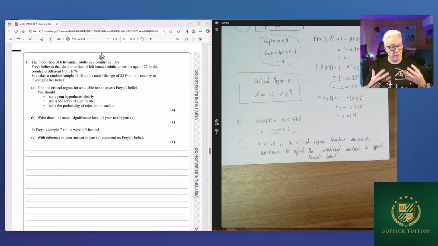Quite a nice, really straightforward binomial hypothesis test there.